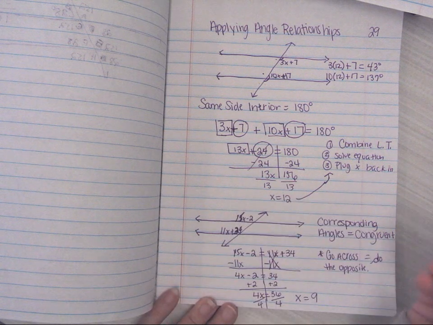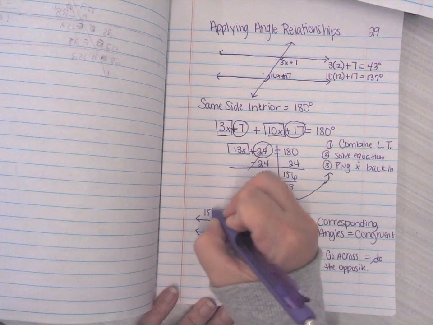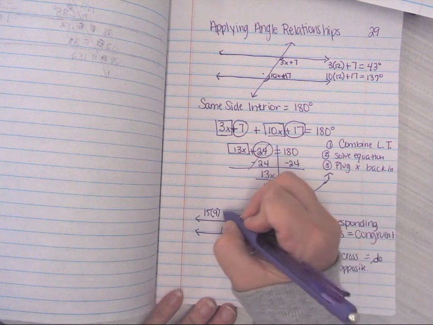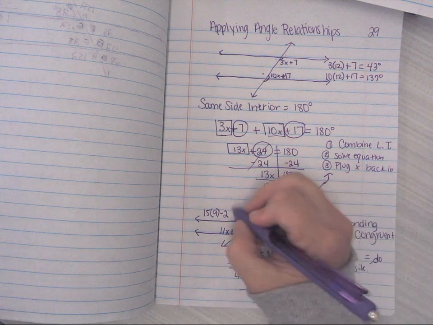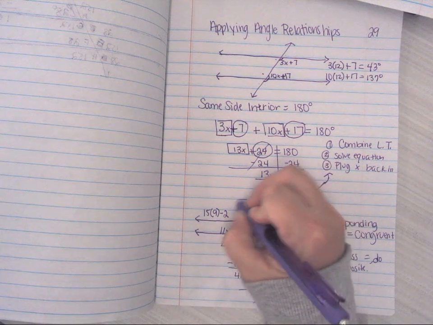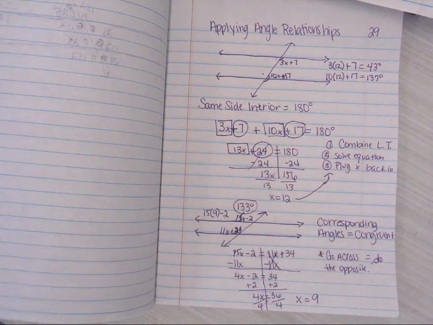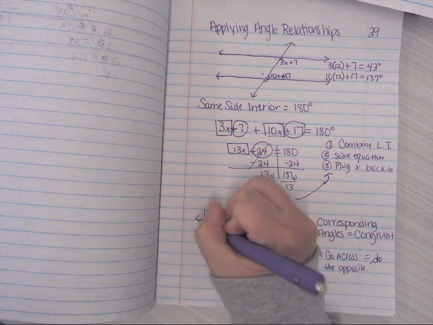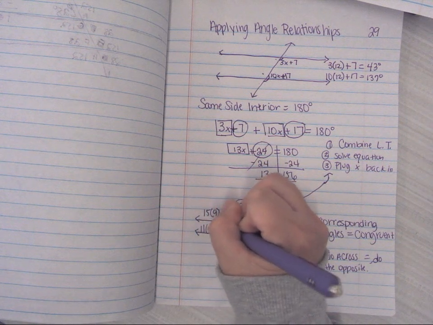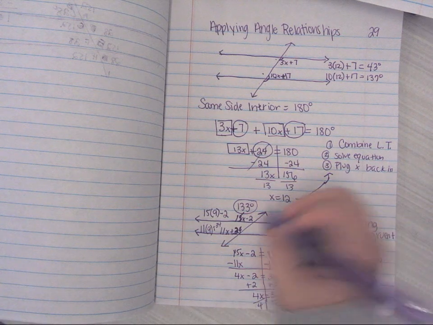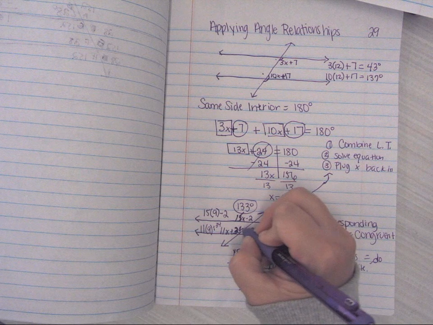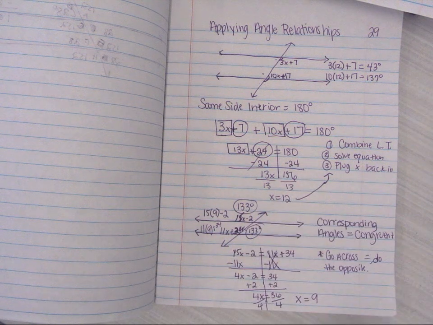Now I'm going to go back in and plug this in. Where x is, I'm going to put in my 9. 15 times 9 minus 2, which is equal to 133, and if I did my math correct, I'll get 133 here. So I do 11 times 9 plus 34, and I get 133, and that's this angle. So I am correct.